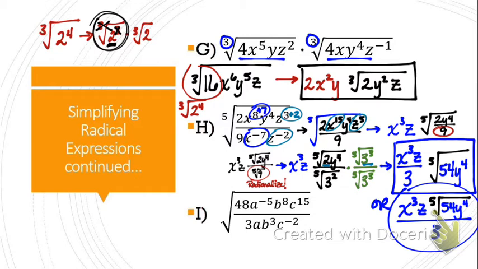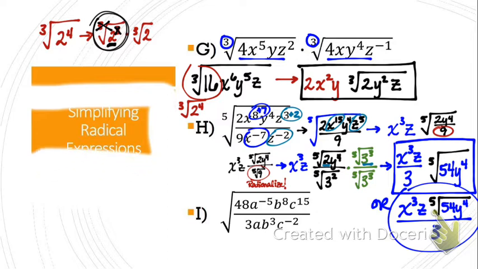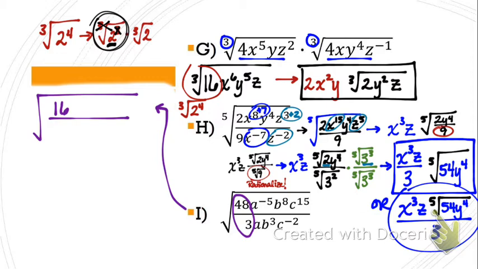For I, I'm going to make some room off to the right here because I ran out of room. What's the first thing I would want to do here? Simplify inside our radical. All right, so looking at my numbers, can I simplify those at all? Yeah. 48 divided by 3 is 16. So I'm going to have the square root. I have 16 up in my numerator.